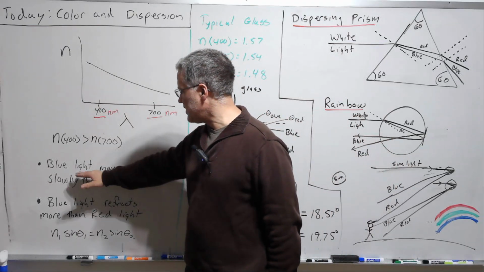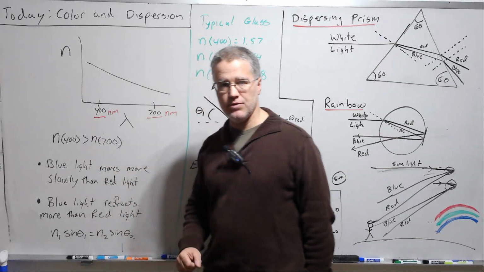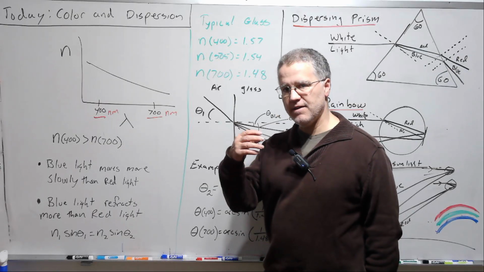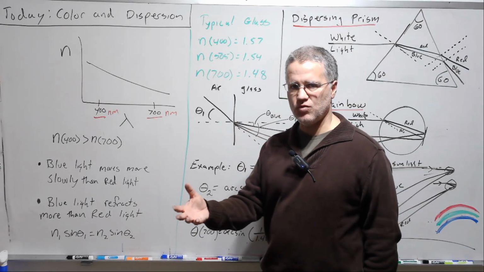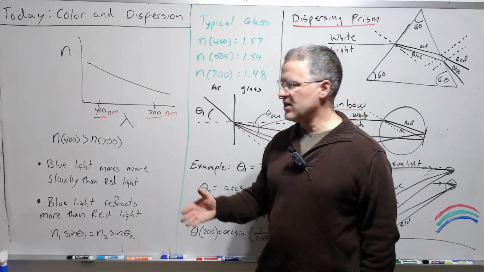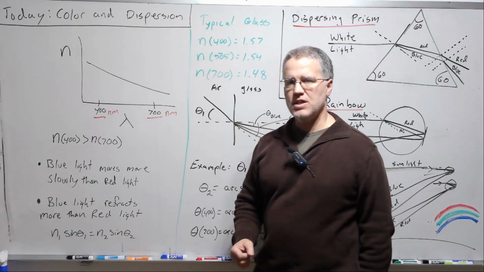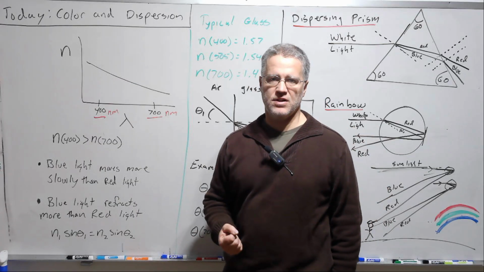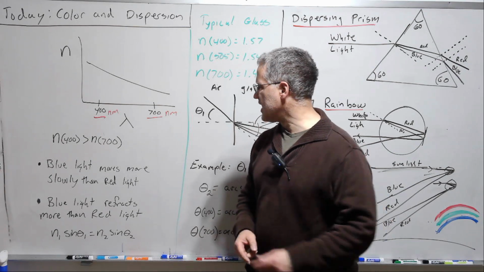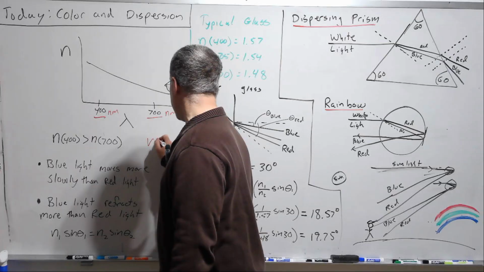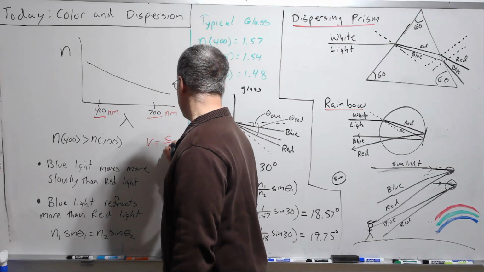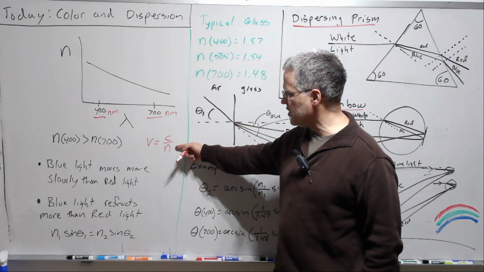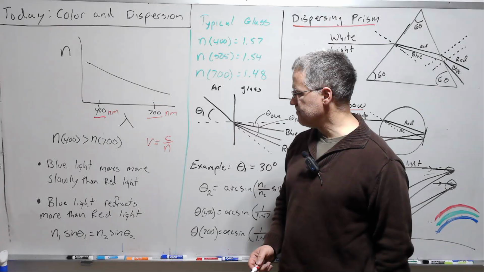Based on this, then, we'll say blue light moves more slowly through material than red light. And so if this hits water, glass, whatever, anything clear generally has this behavior. The blue light will pass through a little slower than the red light because it has a larger index of refraction, and we know that the velocity is the speed of light over the index of refraction. So when this is larger, that velocity will be slower.